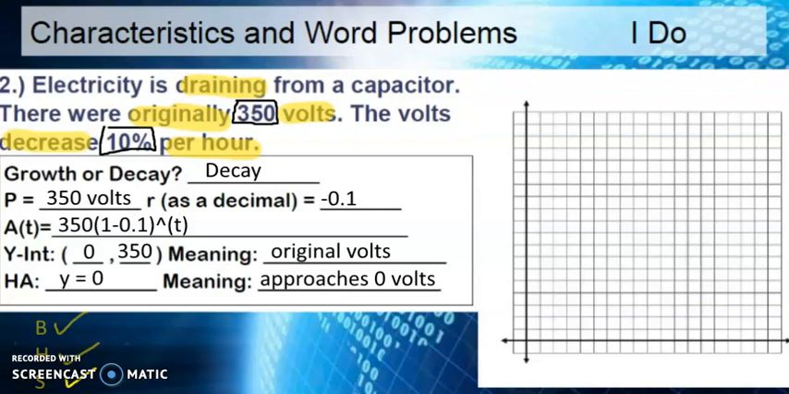Let's go ahead and graph it on here. So our y-intercept is 0, 350. So we'll plot a point and call it 350. And we know that it is decaying, so when we draw our graph, it'll be something like this. On this problem right here, it just wants you to write the equation. It's not asking for something specifically.